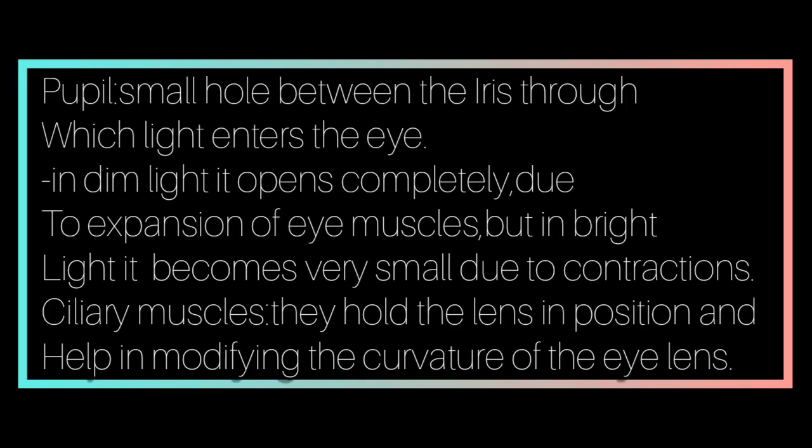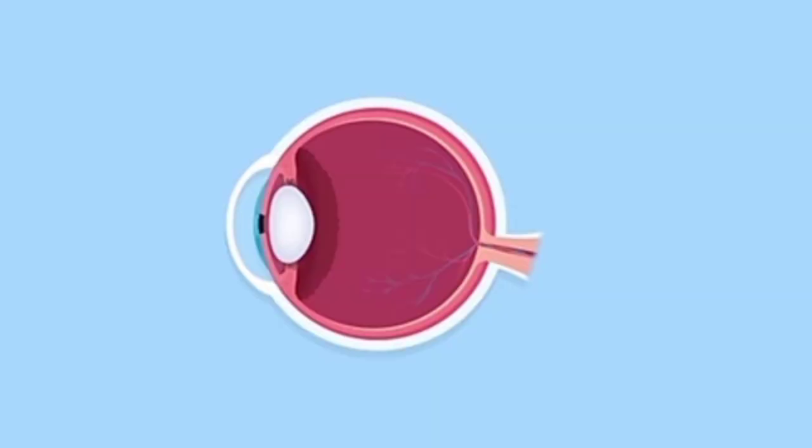Pupil. It is a small hole in the iris through which light enters the eye. In dim light it opens up completely due to expansion of eye muscles, but in bright light it becomes very small due to contraction of eye muscles. Ciliary muscles. They hold the lens in position and help in modifying the curvature of the lens. Now let us see the iris in a detailed way.